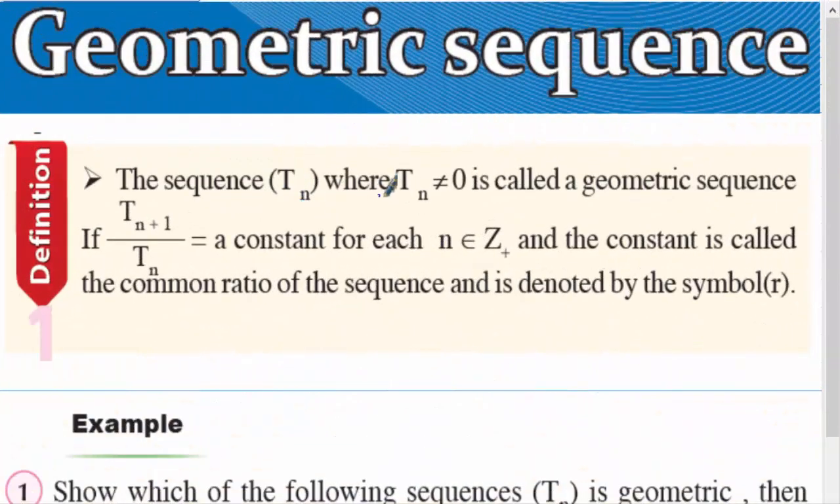The sequence Tn, where Tn is not equal to 0, is called a geometric sequence if Tn plus 1 over Tn equals a constant for each n belonging to Z positive. The constant is called the common ratio of the sequence and it is denoted by the symbol R. Here Z positive equals the positive integers 1, 2, 3, and so on.